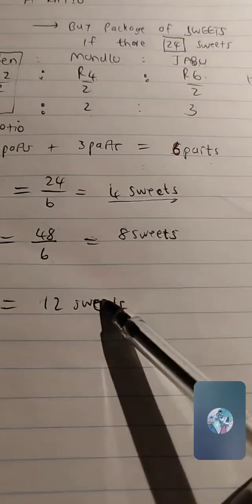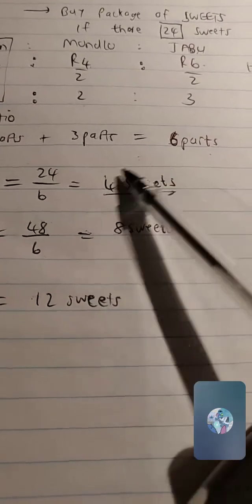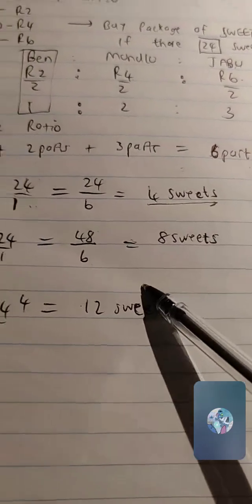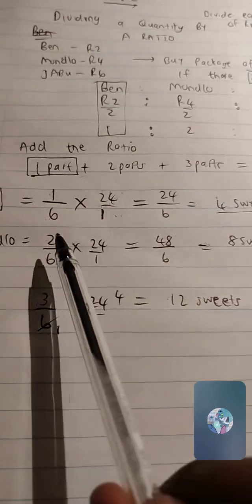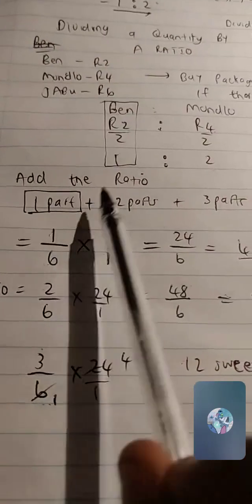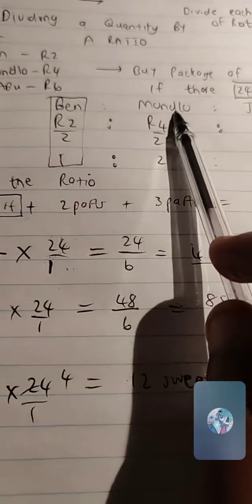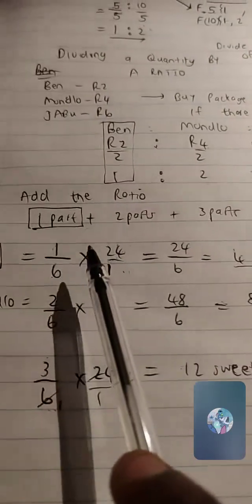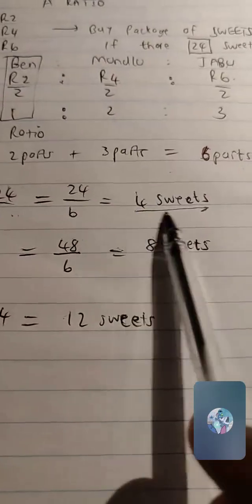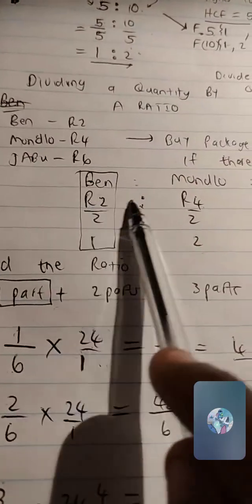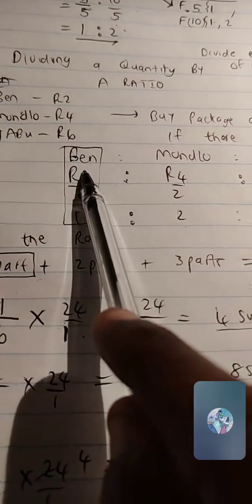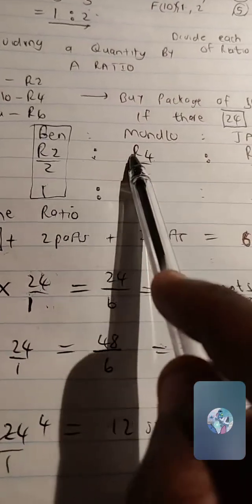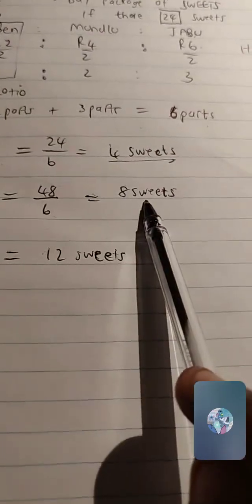But when we add the number of sweets from having divided them using the various parts, 1 part for Ben, 2 parts for Mondlo, 3 parts for Jabu, then we should find that it makes sense that Ben gets 4 sweets, because it's the smallest amount that was taken to buy the sweets. Mondlo paid 4 rand. It makes sense he gets 8.